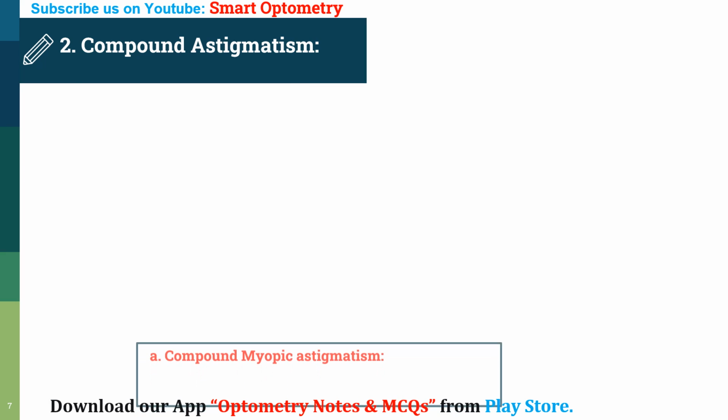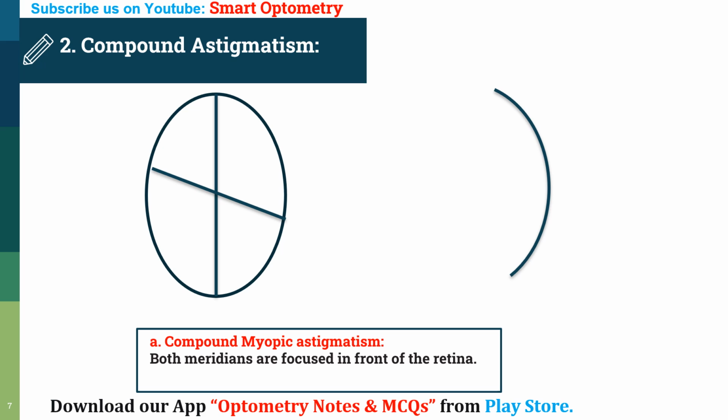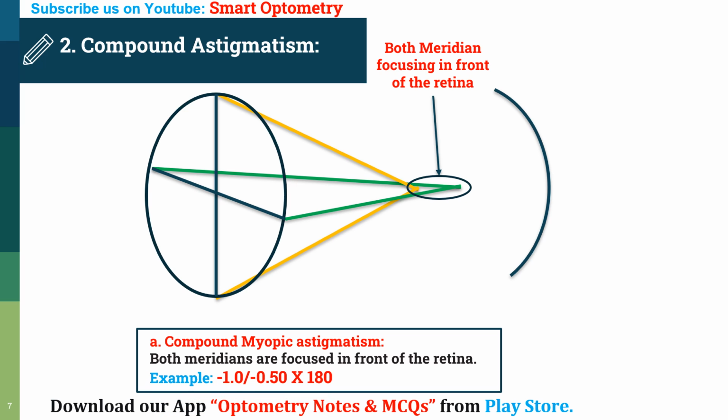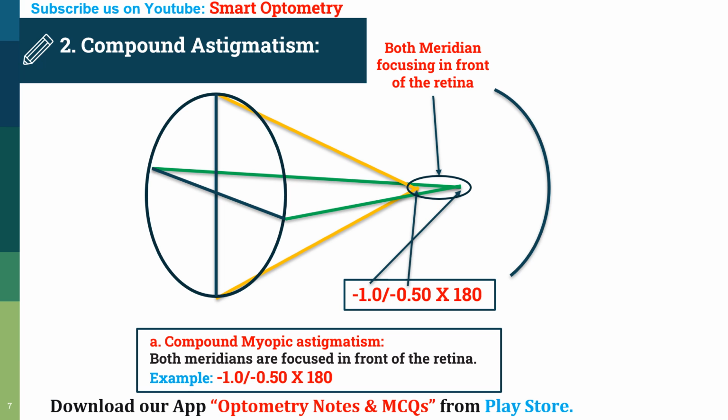Compound myopic astigmatism. In compound myopic astigmatism, both meridians are focused in front of the retina. Here in this figure you can see both meridians are focusing in front of the retina. Example of compound myopic astigmatism: minus 1 minus 0.5 at 180 degree axis.